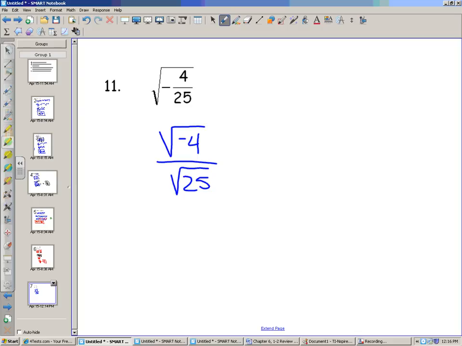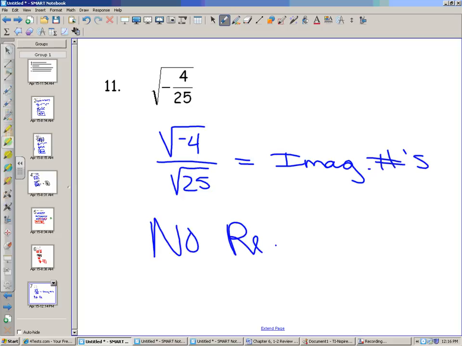What's the square root of -4? What number multiplied by itself is -4? There isn't one. Remember, the -1 is your i squared. So this gives you imaginary numbers, which means do I have any real roots here? No real roots. It doesn't matter where the negative goes. It can go to the top or it can go to the bottom. That's it. You don't do anything.